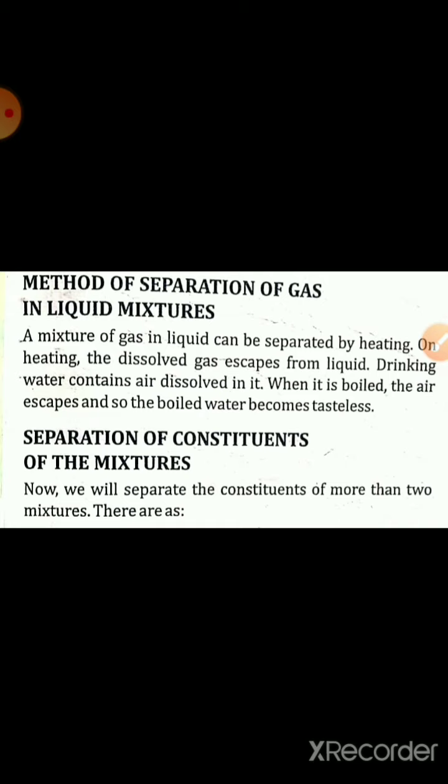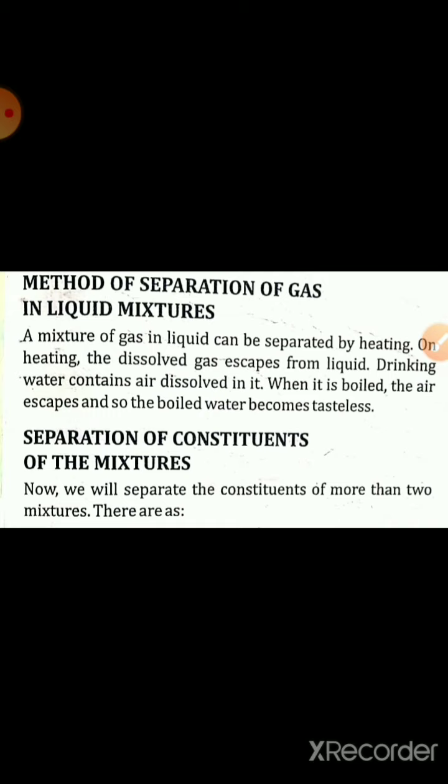A mixture of gas and liquid can be separated by heating. By heating that mixture, we can separate the different components. On heating, the dissolved gas escapes from the liquid, so we can get the liquid in pure form as well as the gas in pure form by this heating process.